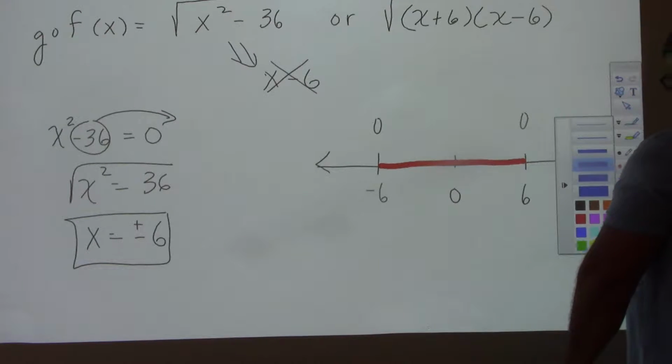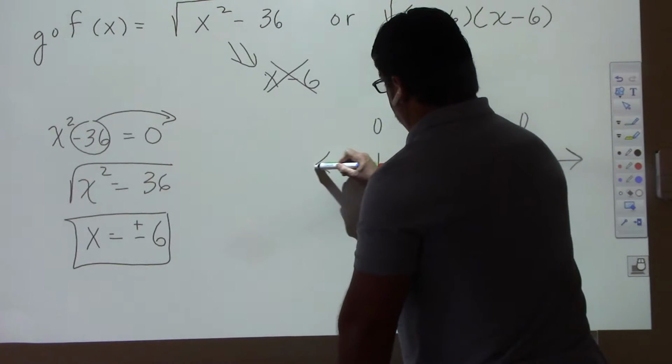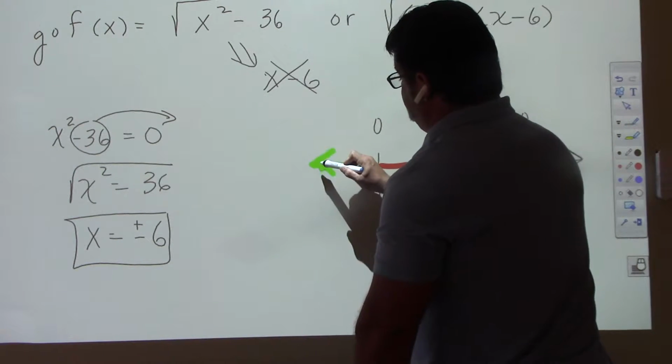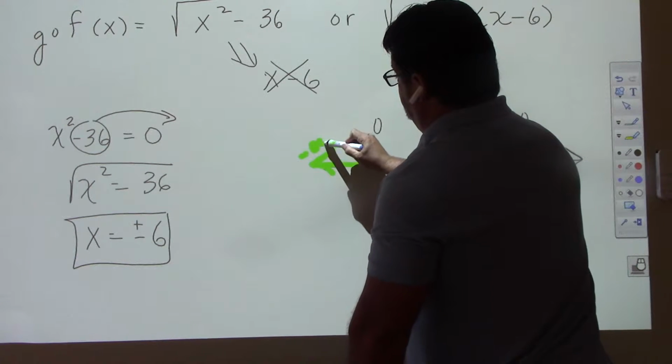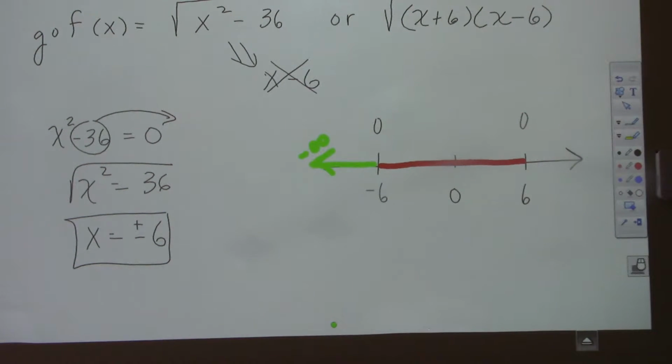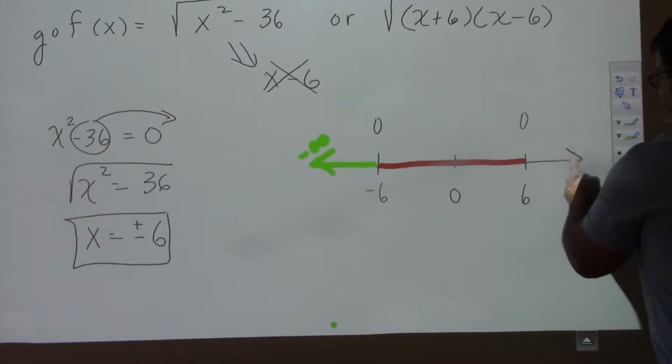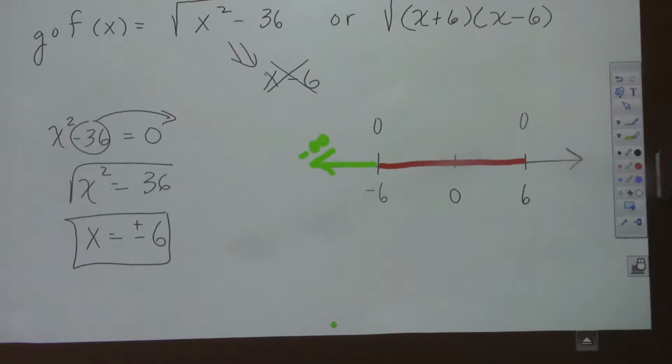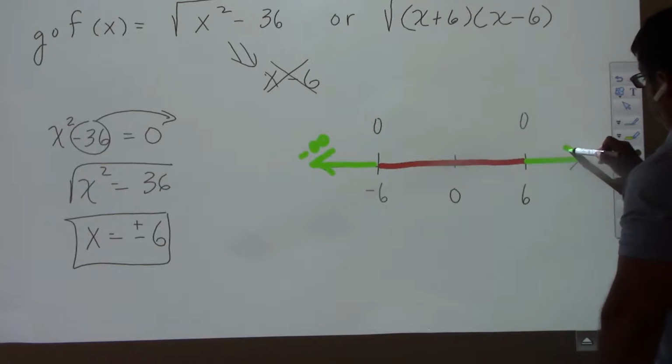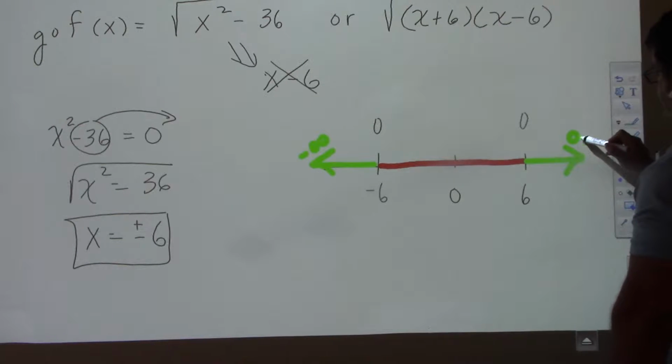Yes. And we know this arrowhead is called negative infinity. And what about these guys? 7. What happens when we put 7 in there? We get a positive. So we can use this guy, and this guy is called positive infinity.